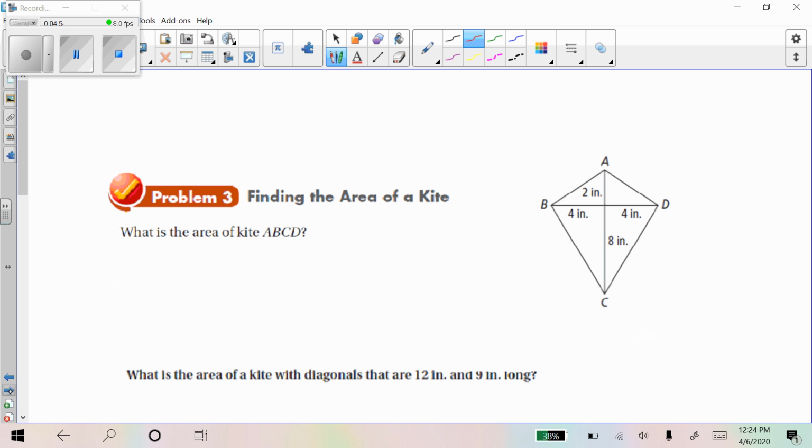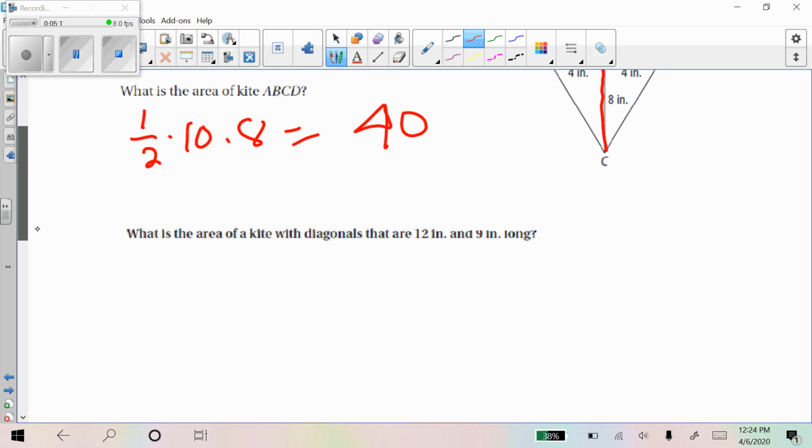So to find the area of this kite, we need to know the two diagonals. So the diagonal from A to C is 8 plus 2, which is 10. And from B to D is 4 plus 4, which is 8. And that equals 40. All right, go ahead. This would be a good time to pause and you try it and see if you get it right.